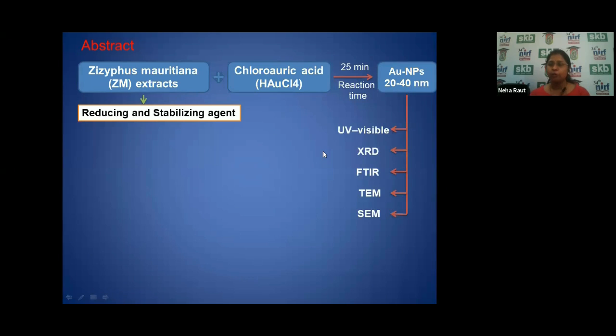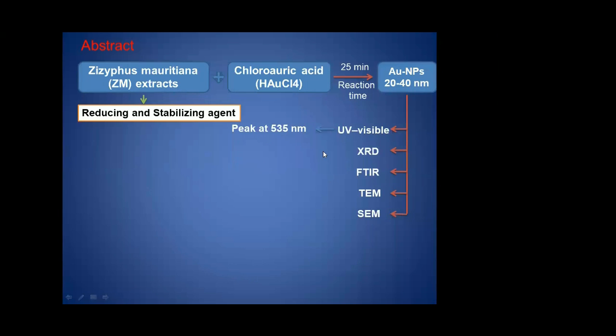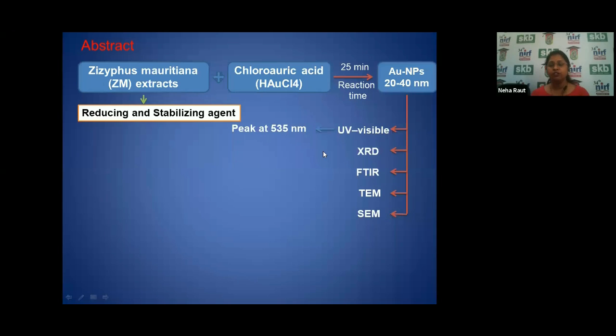Further, this gold nanoparticle was characterized by UV visible spectrophotometry, XRD, FTIR, TEM, that is transmission electron microscopy, and SEM, that is scanning electron microscopy. So during characterization, they observed a peak at 535 nanometer. It resembles gold and it was compared with the references also. So it indicates the formation of this gold nanoparticle.